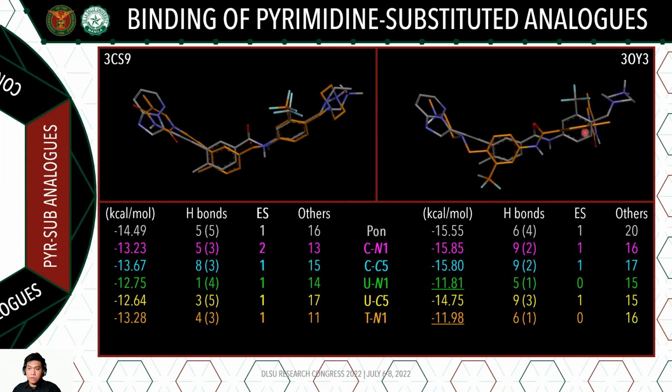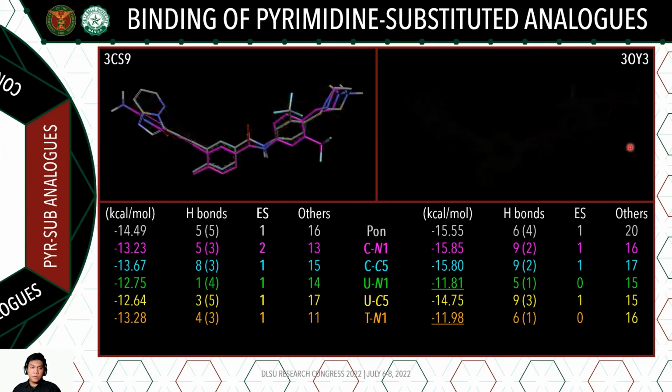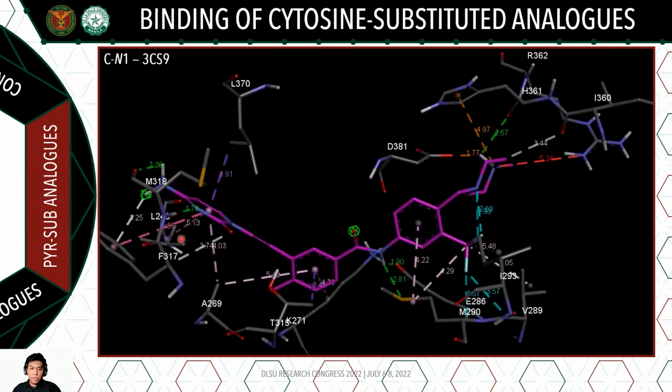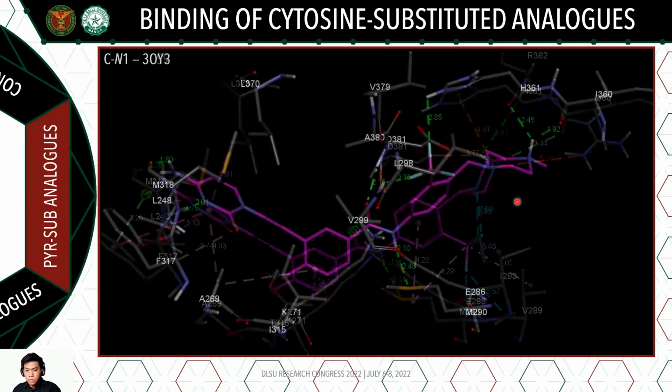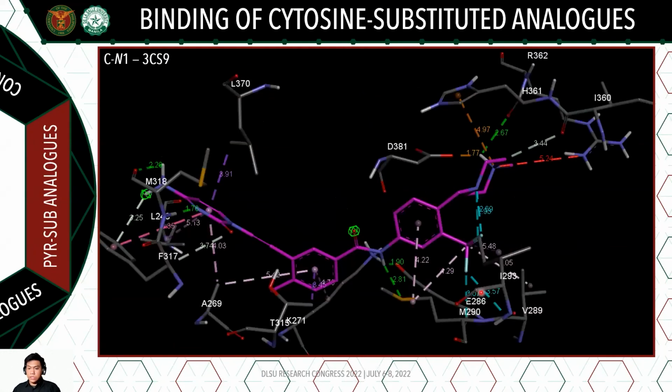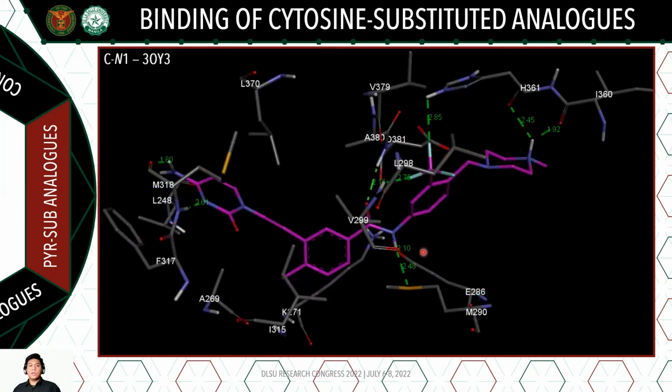So similar to UN1, it's inverted in the 3OY3 model, and both of them have significantly weaker energies than ponatinib in this model. So this is CN1, so it forms two hydrogen bonds with M318. It lacks the hydrogen bond with D381, probably because it has to move to the left to form these hydrogen bonds. And we can also see that its trifluoromethyl group is oriented differently. So this ring is flipped. This is CN1 in 3OY3.